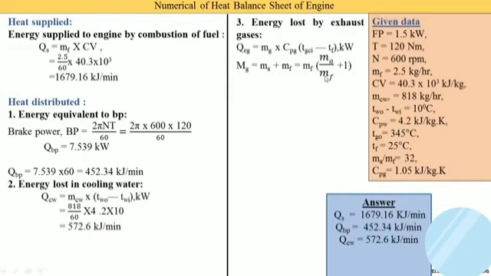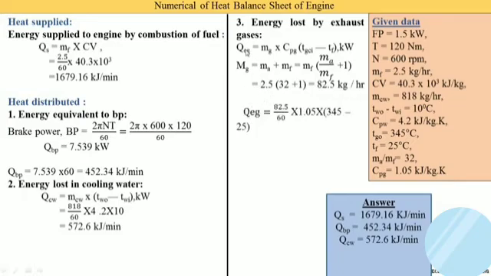Now here you see mass of the fuel is given, and the ratio of ma upon mf is given. So we are able to find out the mg. We put this value: mf is equal to 2.5 times (ma upon mf, 32, plus 1). So the answer is 82.5 kg per hour.